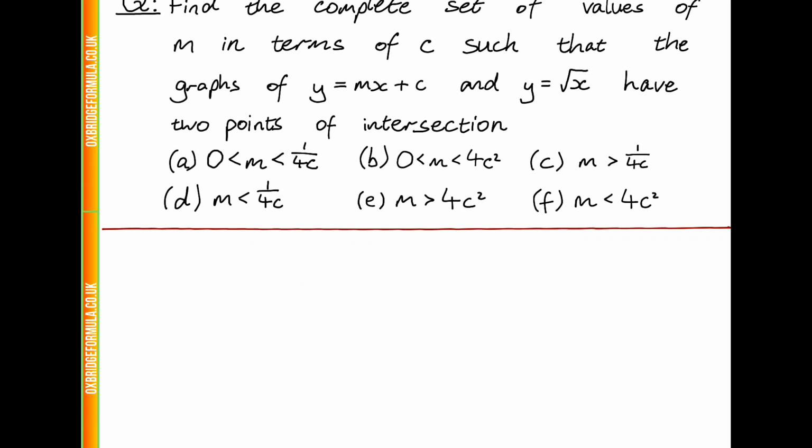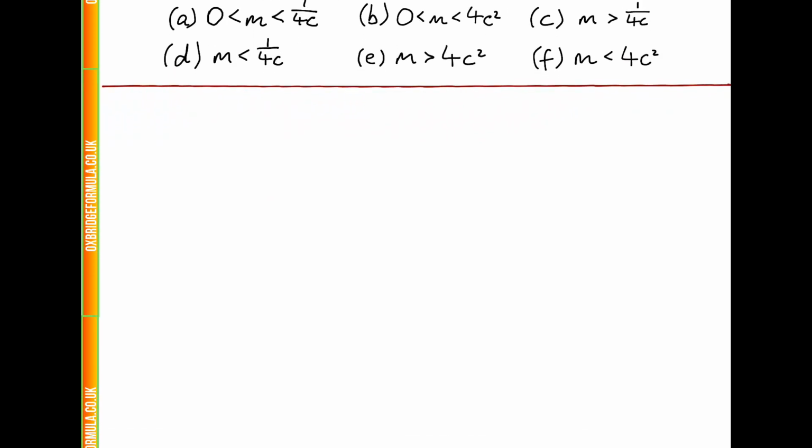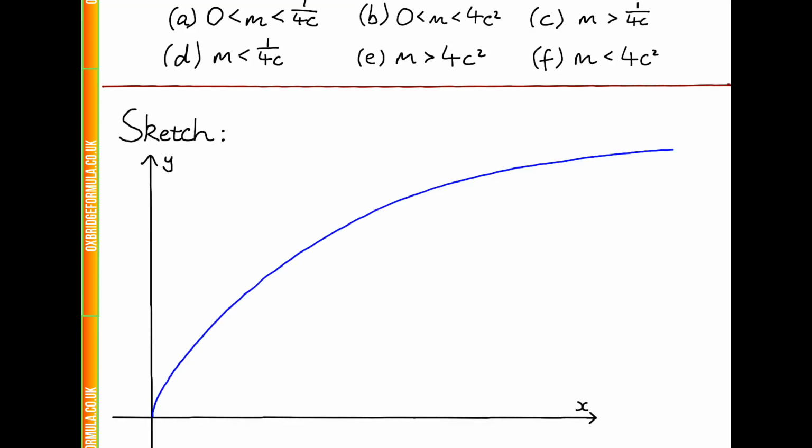Okay, let's begin the question by drawing a sketch of the graph of y equals the square root of x, which looks something like this. And then if we had a line y equals mx plus c, that's a straight line with y-intercept at c and gradient m. So if we had a graph like this, then we could see that would intercept the curve square root of x in exactly 2 places, which is what we want.